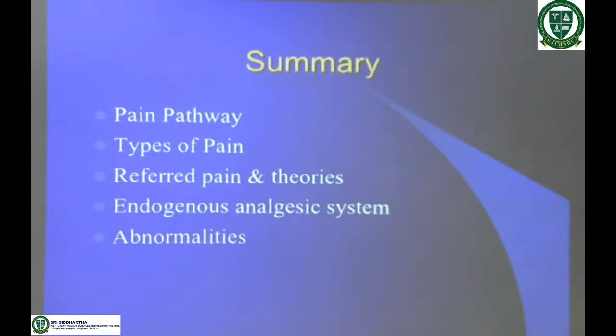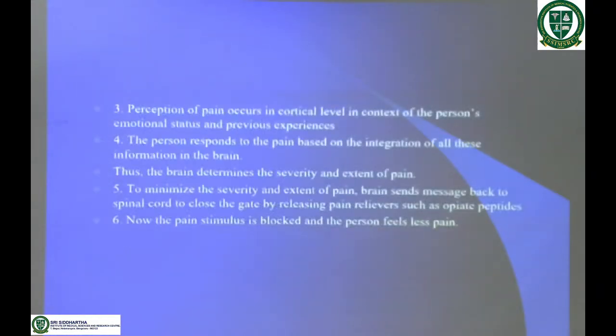Next, summary of today's class: you know the pain pathway, that is the anterolateral spinothalamic tract. Types of pain: fast and slow pain, A delta and C fibers, the superficial and deep pain, and the referred pain. The pain is felt at one side, but the origin is at the other side. Then the endogenous analgesic system and its abnormalities. Okay, so this is regarding today's class. I'll give a quick revision.